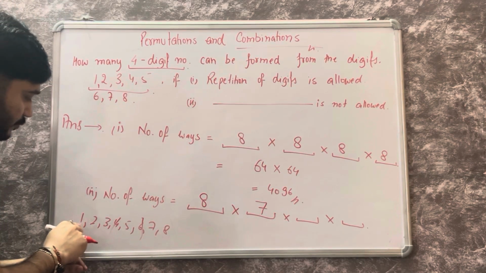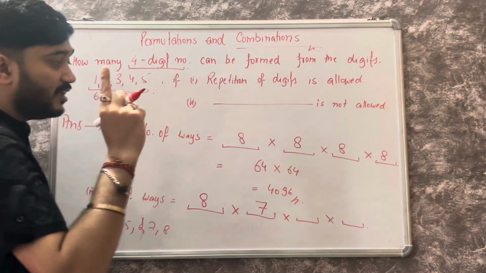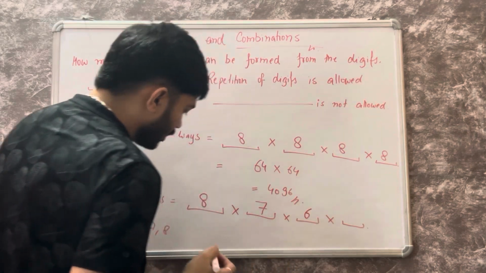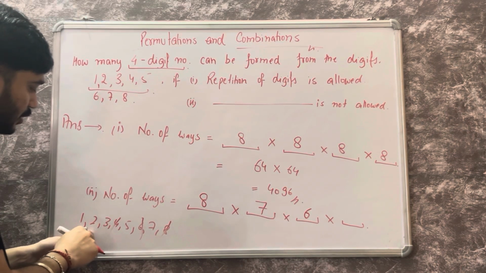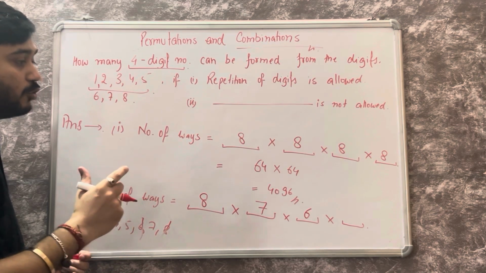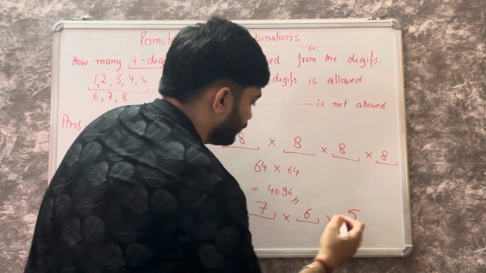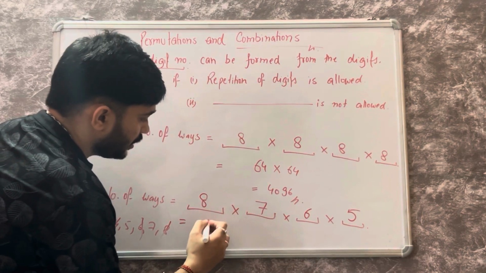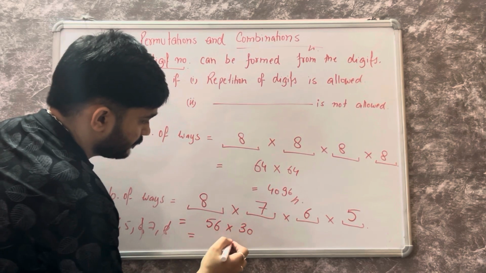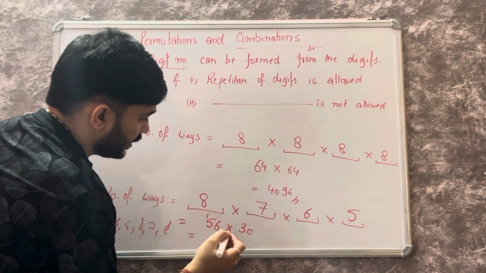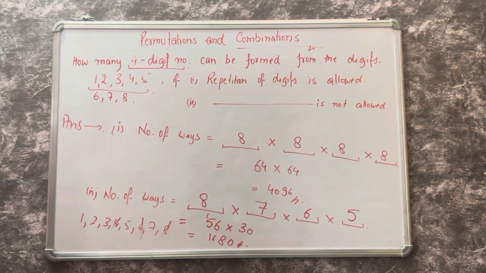Now you are being left with 1, 2, 3, 4, 5, 6 digits. So you are going to place any one number from these 6 digits. Now let us assume that you take the number 8. Now you are being left with 1, 2, 3, 4, 5. So you are going to place any one number from these 5 numbers here. 5. So your answer is going to be 56 into 30, 0, 8, 1 carry, 1680 is going to be your answer. Any doubt?